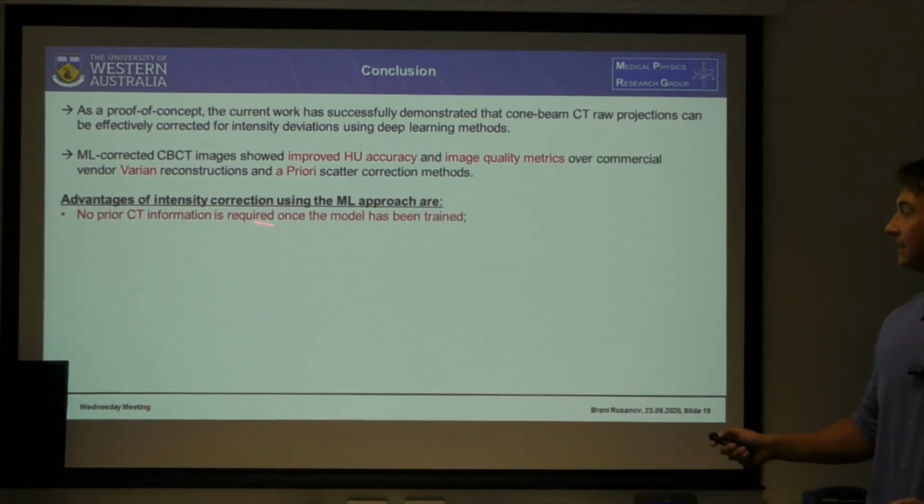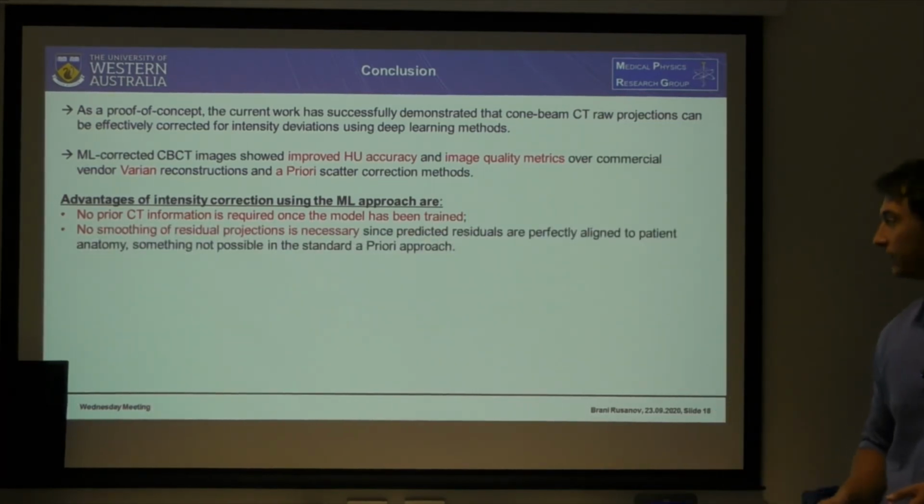And what are the advantages? Well, no prior CT information is required once the model has been trained. You can't do this with the a priori method, as you always need that CT information. No smoothing of the residual projections is necessary since the predicted residuals are perfectly aligned to the patient anatomy, and this is again something not possible in the a priori approach.